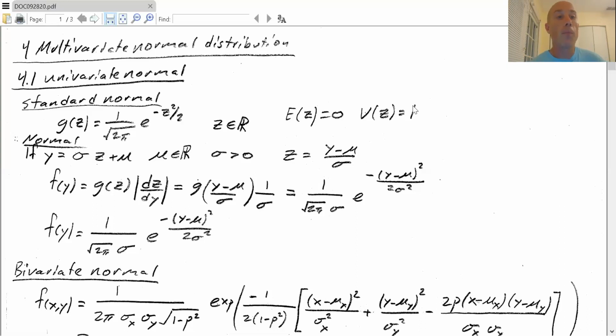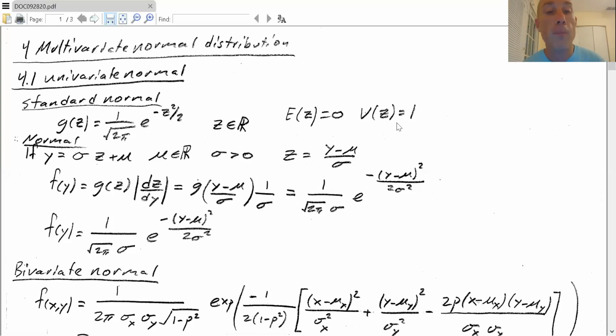For univariate normal, we're already familiar with this. We've dealt with this in Stat Methods 1, Introductory Statistics. We've got standard normal. So the density is 1 over the square root of 2 pi, then e to the power of negative z squared divided by 2. This is the classic bell curve centered on 0 and with variance 1. Z is any real number. The expected value is 0 and the variance is 1. We're familiar with this. We're comfortable with this.